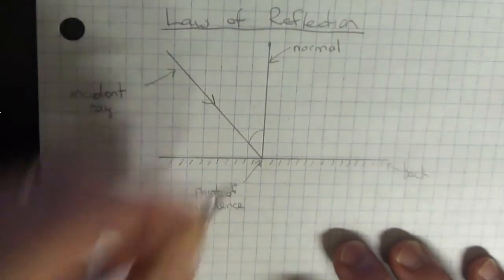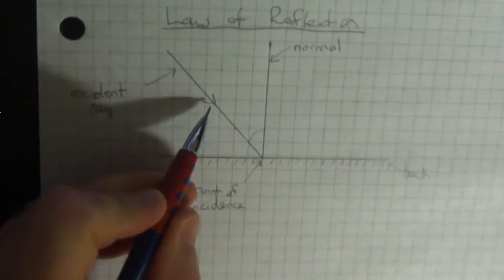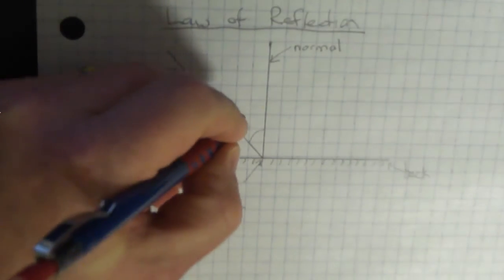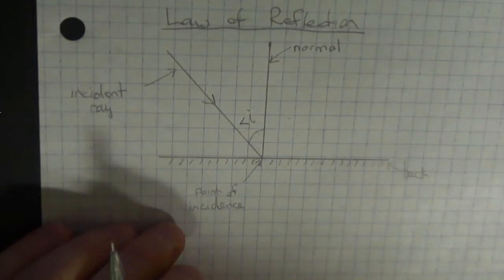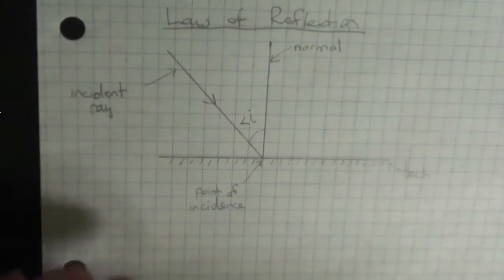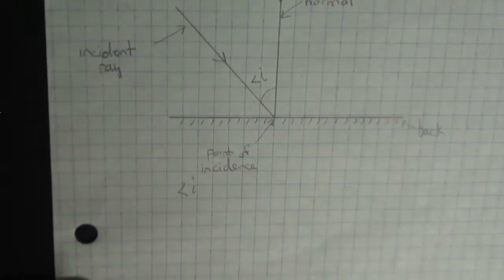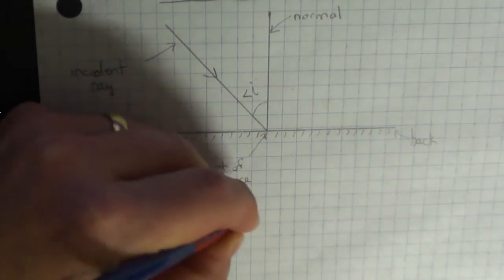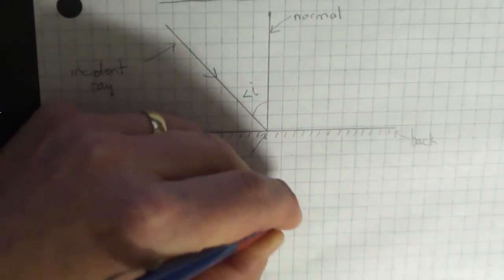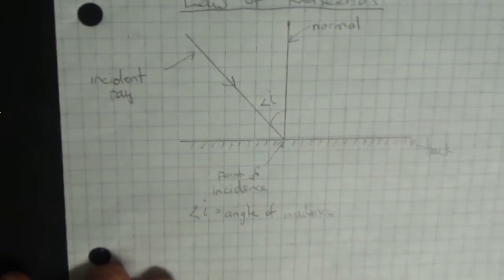This angle in here, between the normal and this ray, we call angle I. You've seen that little angle symbol before, I believe, correct? Have you seen that before? No? Little angle symbol in math? I'm going to write down here what that means. Angle I. Angle I is the angle of incidence. Right? It's the angle that it is incident.